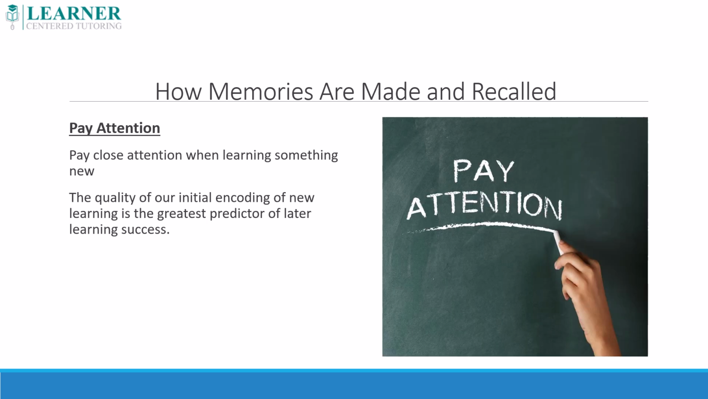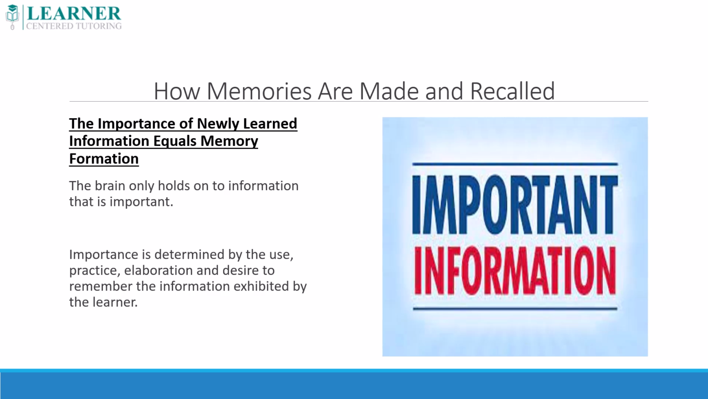When learning new information, it is vitally important to be focused, pay close attention to detail, and encode the information as elaborately as possible. The initial interaction and encoding of the new information is the greatest predictor of later learning success. The importance you place on newly learned information equates directly to memory formation. The brain only holds on to information that is deemed important. Importance is determined by the use, practice, elaboration, and desire to remember the information exhibited by the learner.